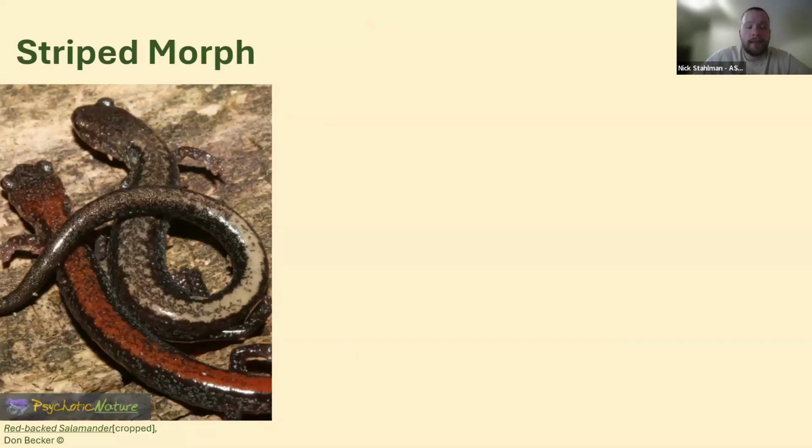But the thing is that the color can be red, it can be grayish, it can be bright yellow, but it's not the color of the stripe that matters. It's just the fact that it's a stripe, because it will always have black bordering its sides. So that's the big distinction for the stripe morph. It's like someone took a paintbrush right down the middle here and added some sort of color.